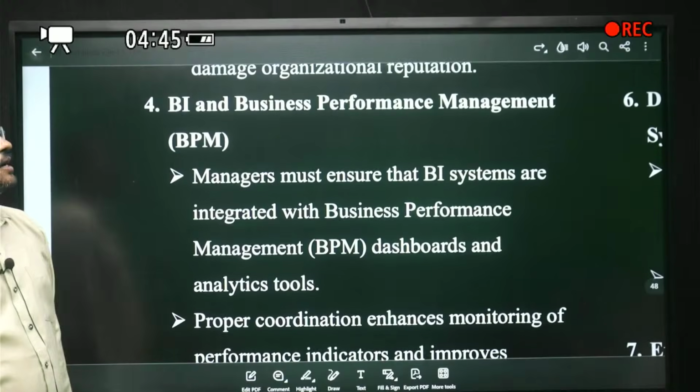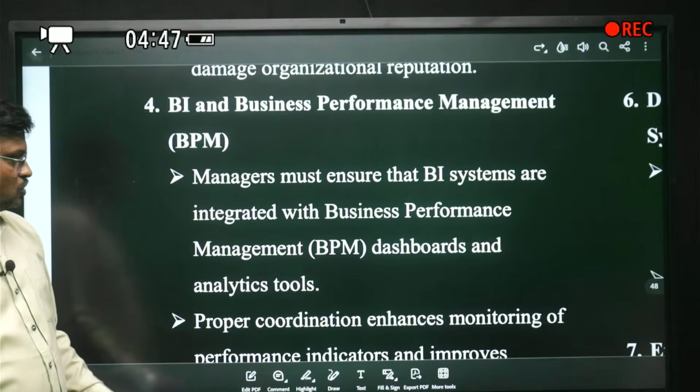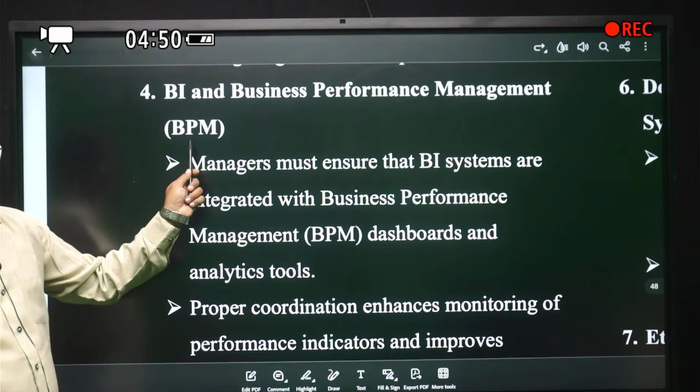Fourth one, BI and business performance management, which run together. So BI says what happened, BPM says what to do.